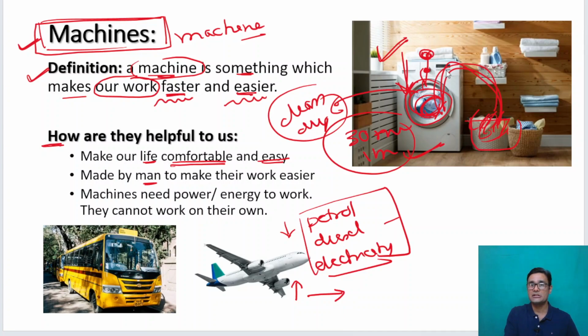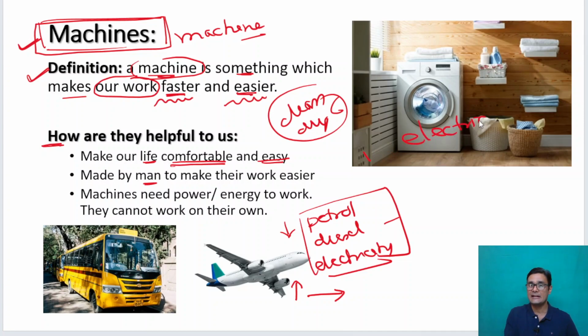Do you think the washing machine can work without power, without electricity? No, washing machine will require electricity. The spelling of electricity is electricity. Okay, so machines require electricity. Machines may require petrol. Machines may require diesel, but they cannot work on their own.